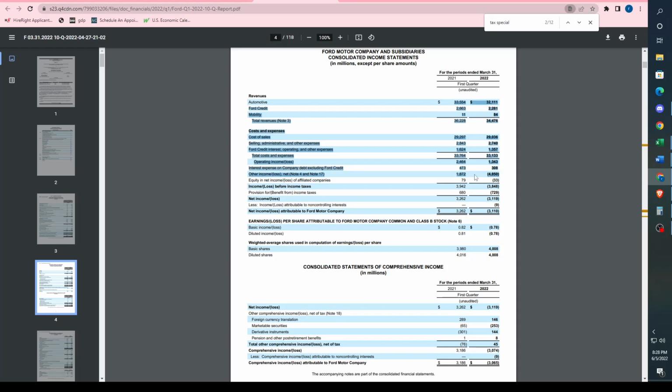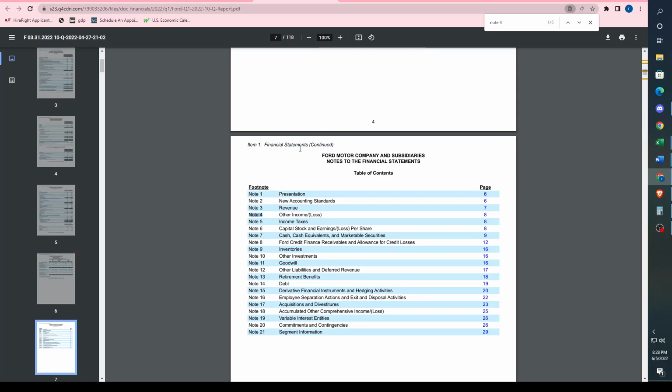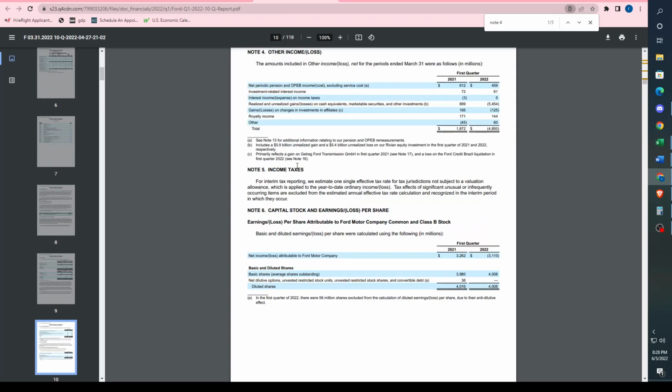All right. So what I can see right here is that other income is also causing this massive discrepancy. So this right here is almost like a 5 billion discrepancy. So now they say note 4 and note 17. So I'm going to go ahead and look up note 4. Now note 4 is other income / losses, which is on page 8.